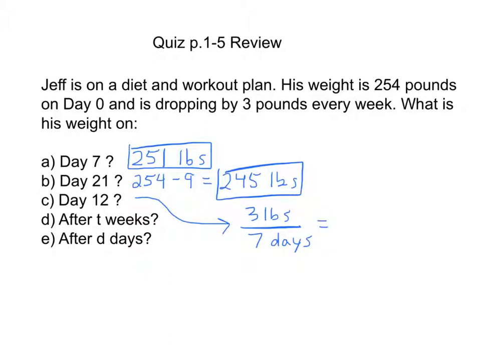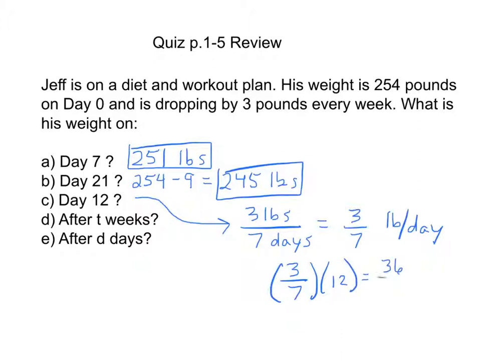It's 3/7. That's pounds per day, right? So your 3/7 pounds per day. And then I would take 3/7 times 12 days. That's 36/7, which would be 5 and 1/7 pounds that they lose.